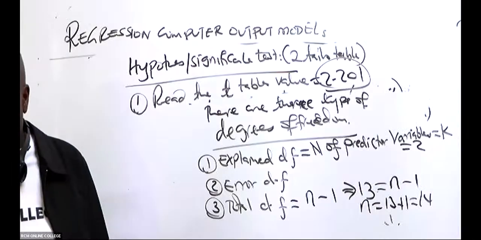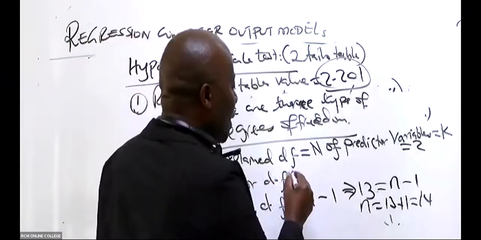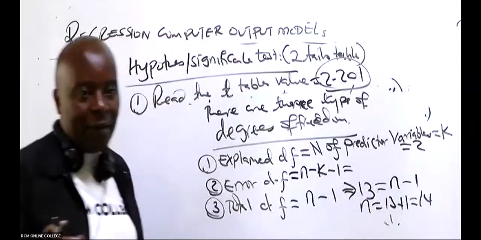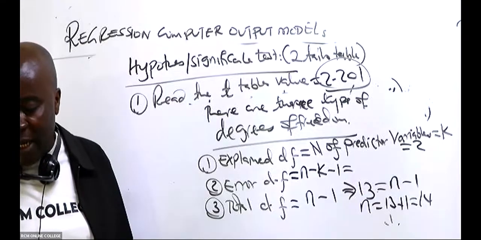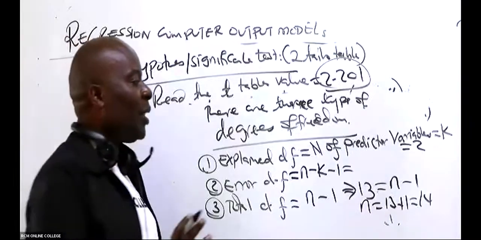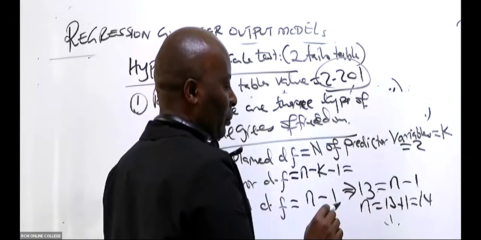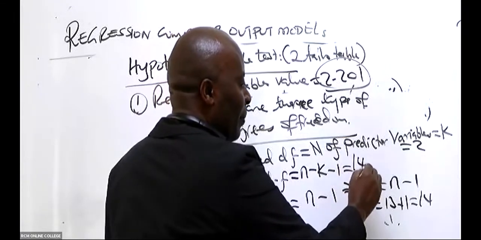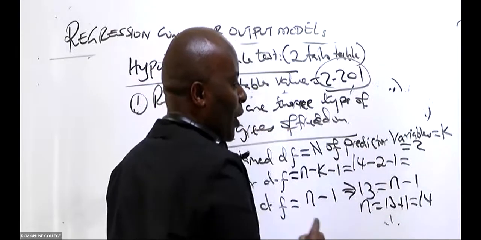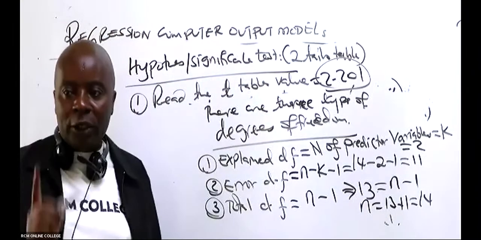Then let's get the error degrees of freedom. To get error degrees of freedom, we take n minus k minus 1. And fortunately, we have everything there. So our n happens to be 14, minus k, which is 2, minus 1. So this will end up giving us 11. That is how they got their 11.